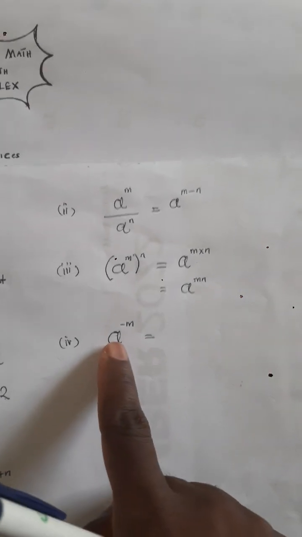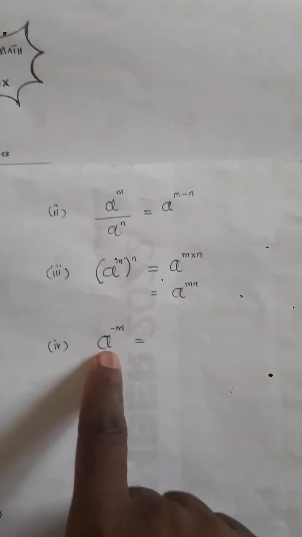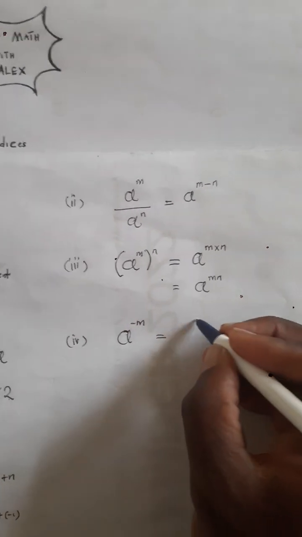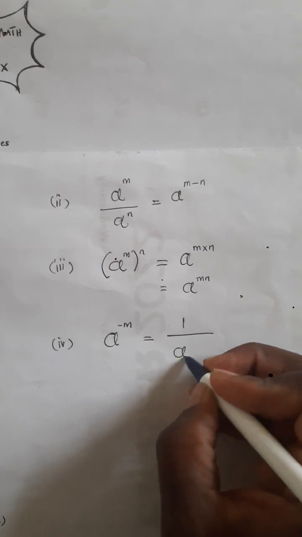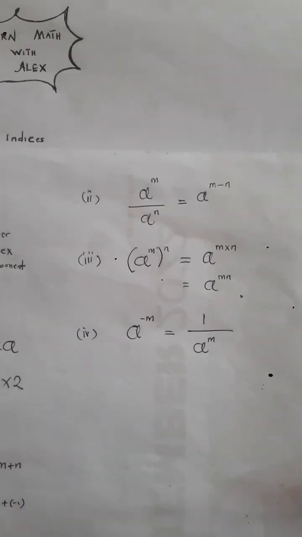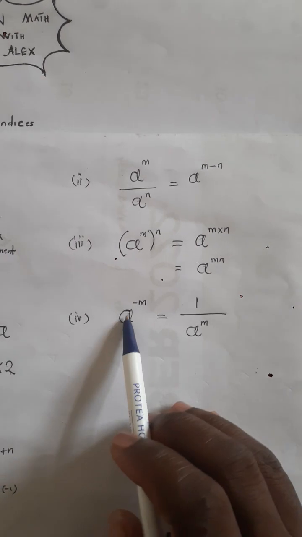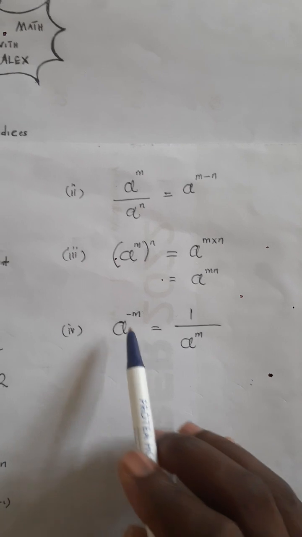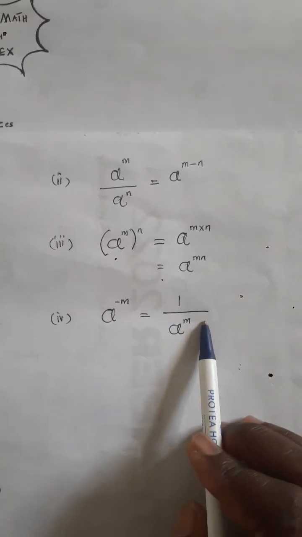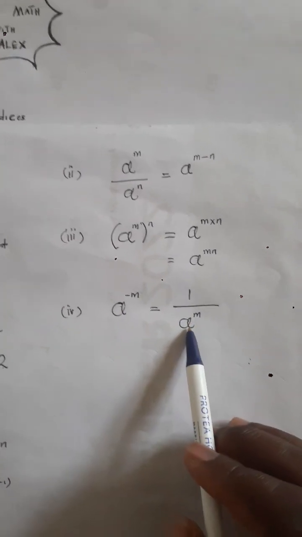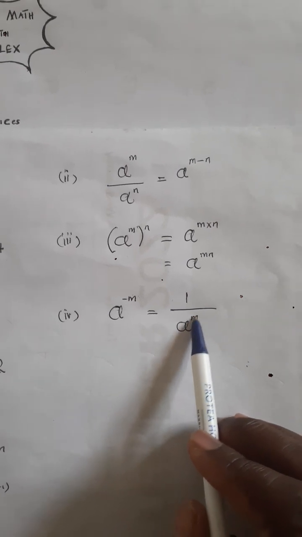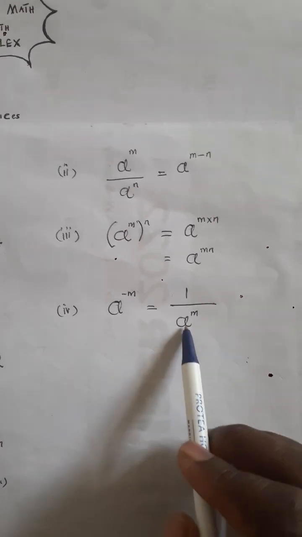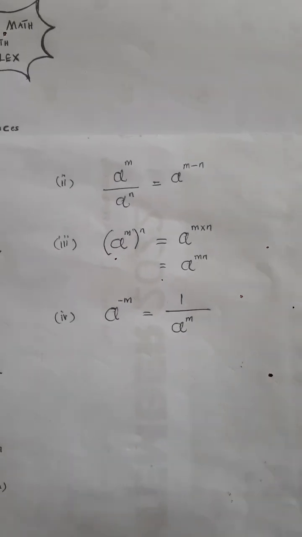When you have a base raised to a negative power, the only way you can get rid of this power is to say 1 over a to the power m, or vice versa. In a situation when a number is raised to a negative power, if you want to get rid of the negative, you just replace this statement by that statement. Or if you have 1 over a raised to the power n, if you want to get rid of this fraction, you can go that way. So this is a two-way thing.